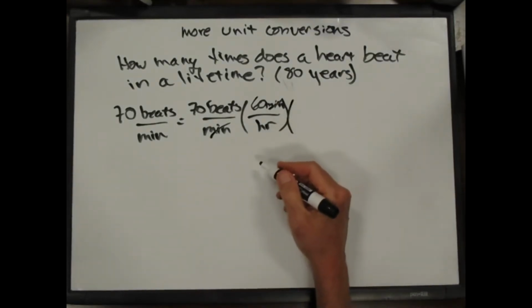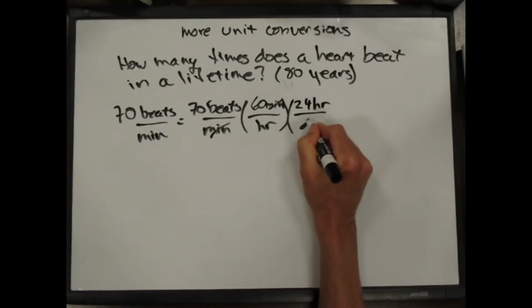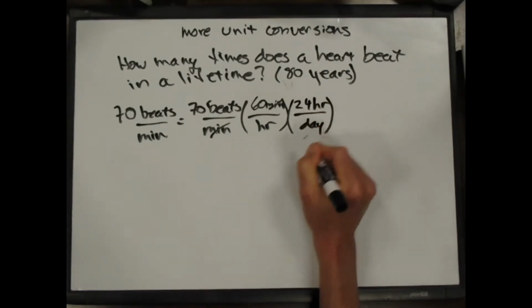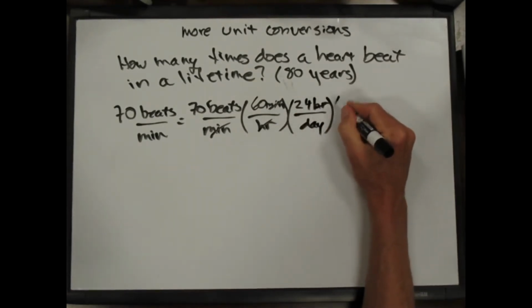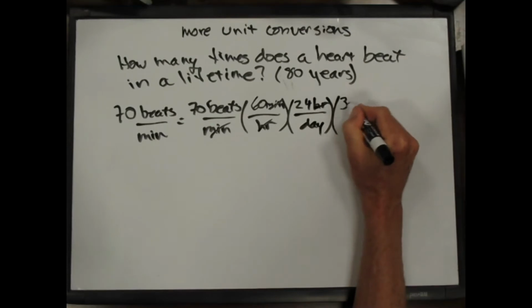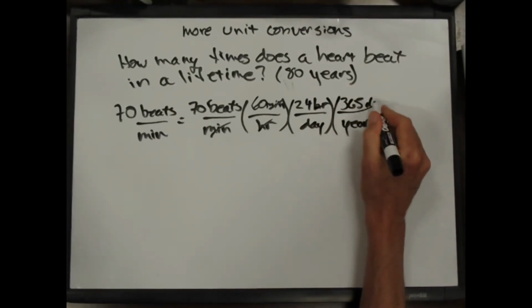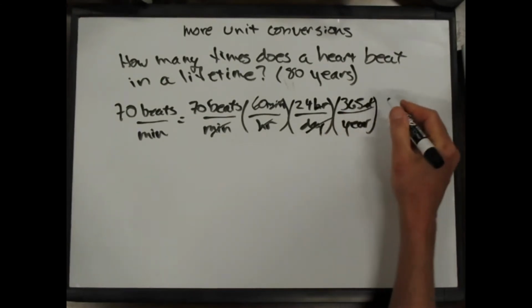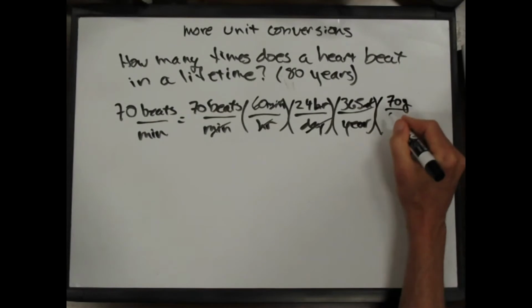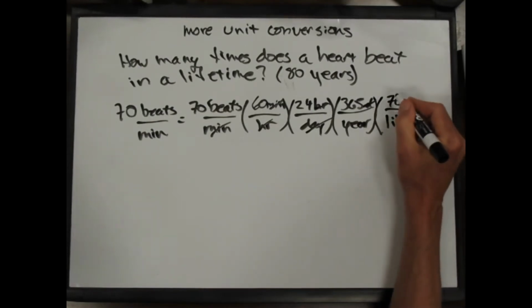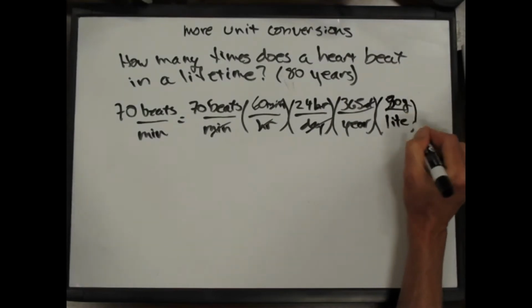And I can say, well, times 24 hours per day, right? The hours cancel. And then times 365 days per year. And now my days cancel. And then 70 years per life, or 80. I think I said 80. I did. 80 years per life.